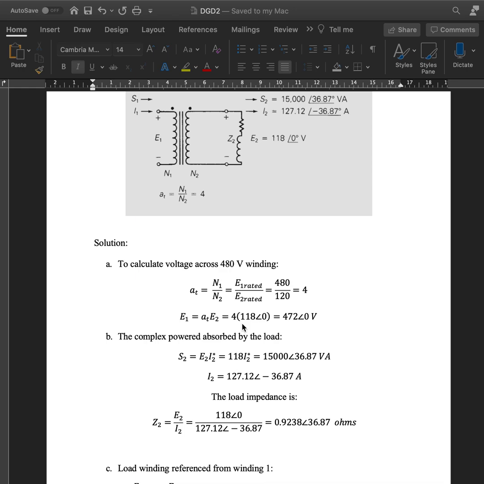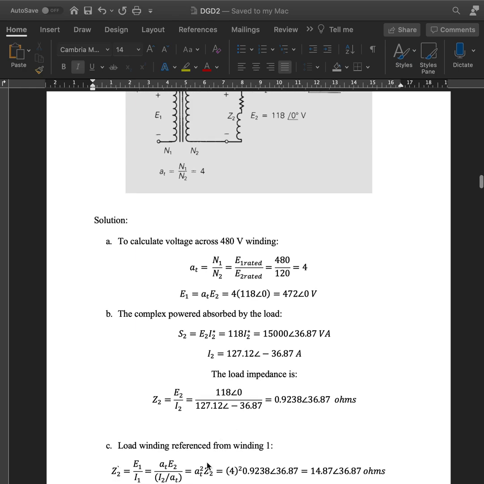Okay, now it's asking the question: the load impedance referred to the 480 winding. So basically from winding 1, what's the reference? How can we see it from that side? As we know, we have a simple formula. We can just do 4 squared times Z2, as we already calculated Z2 last time. So it's 4 squared, which is 16 times 0.9238, and we get 14.87 angle 36.87.